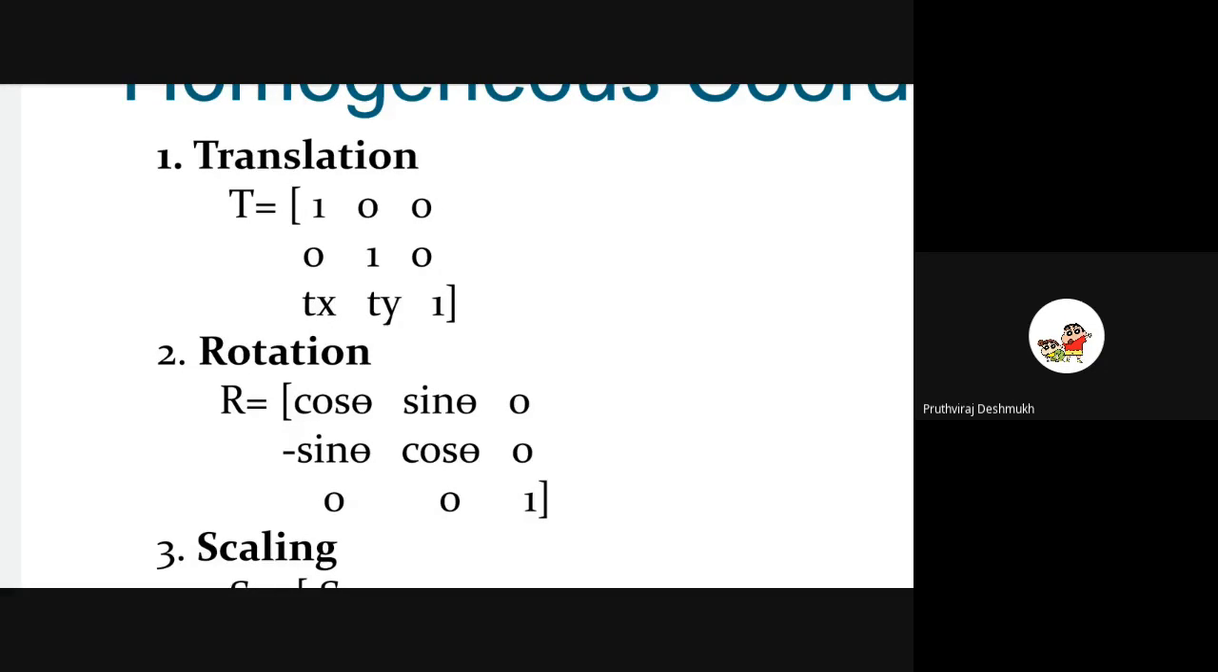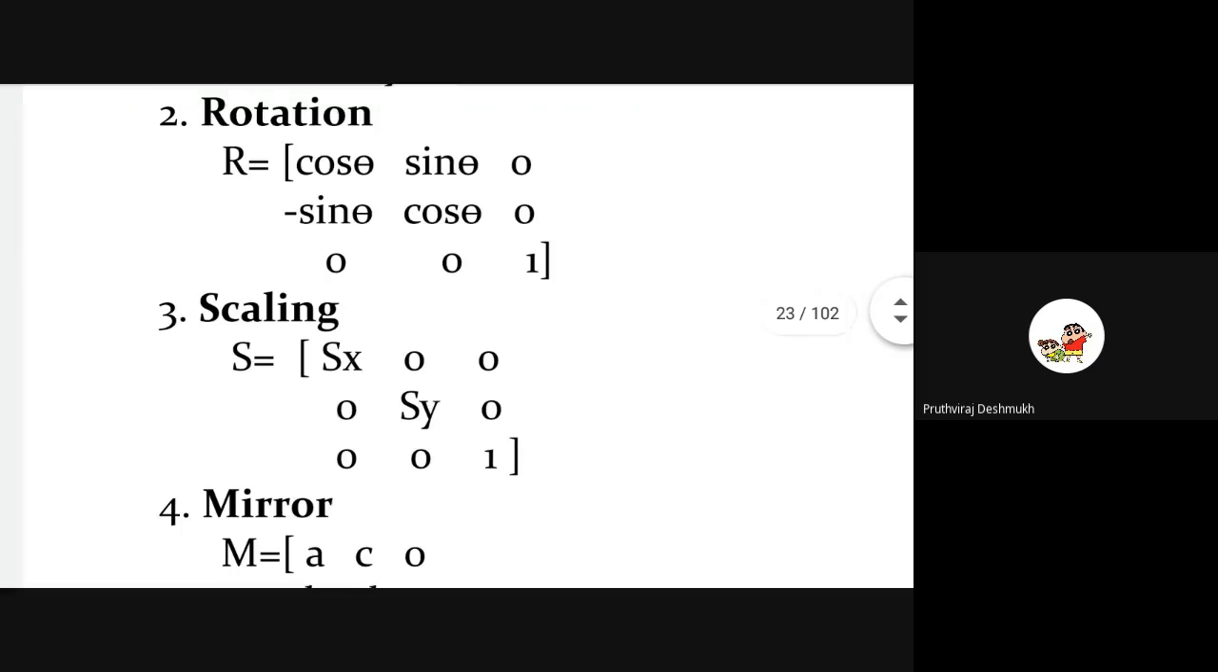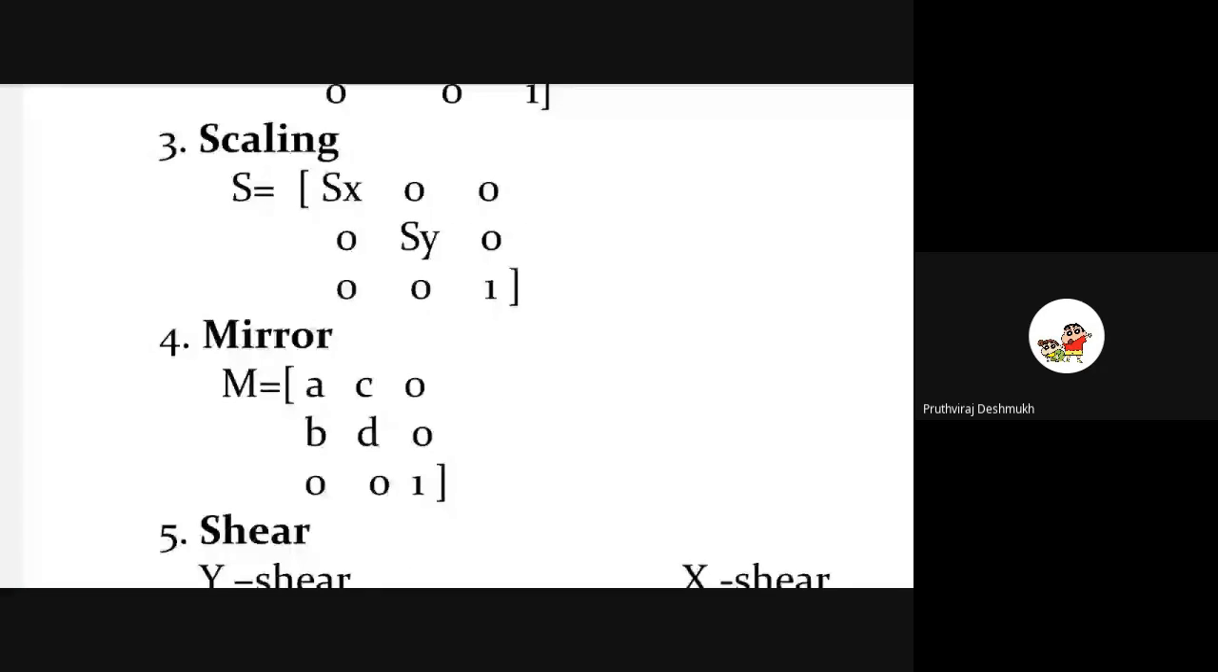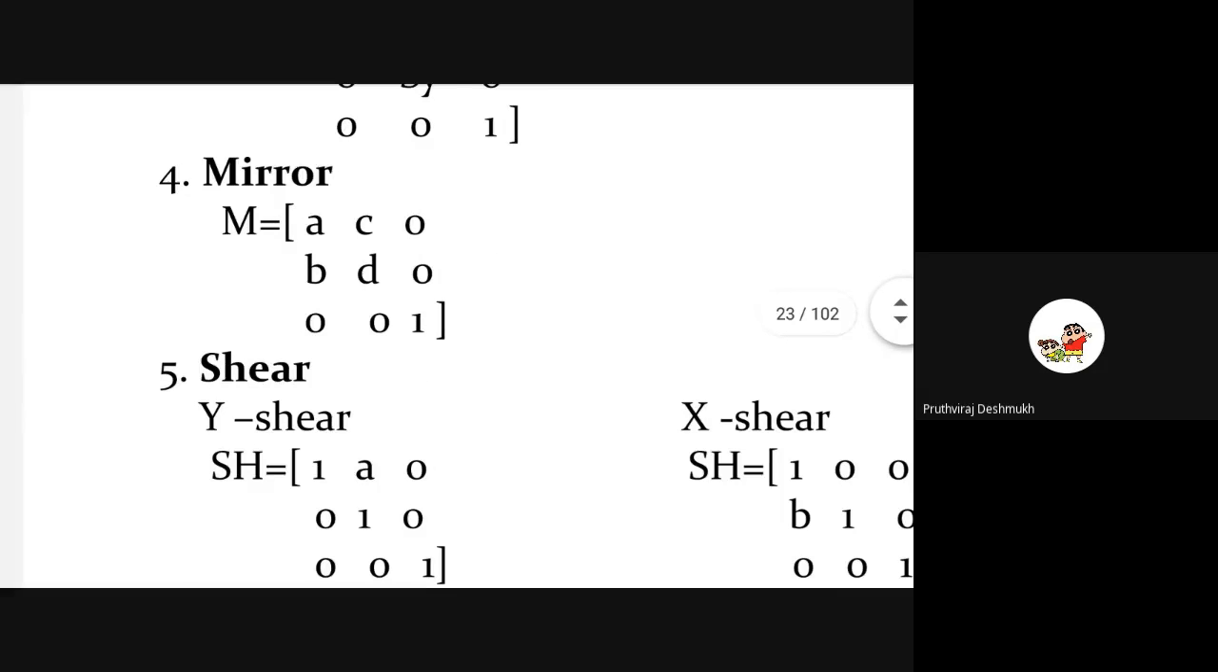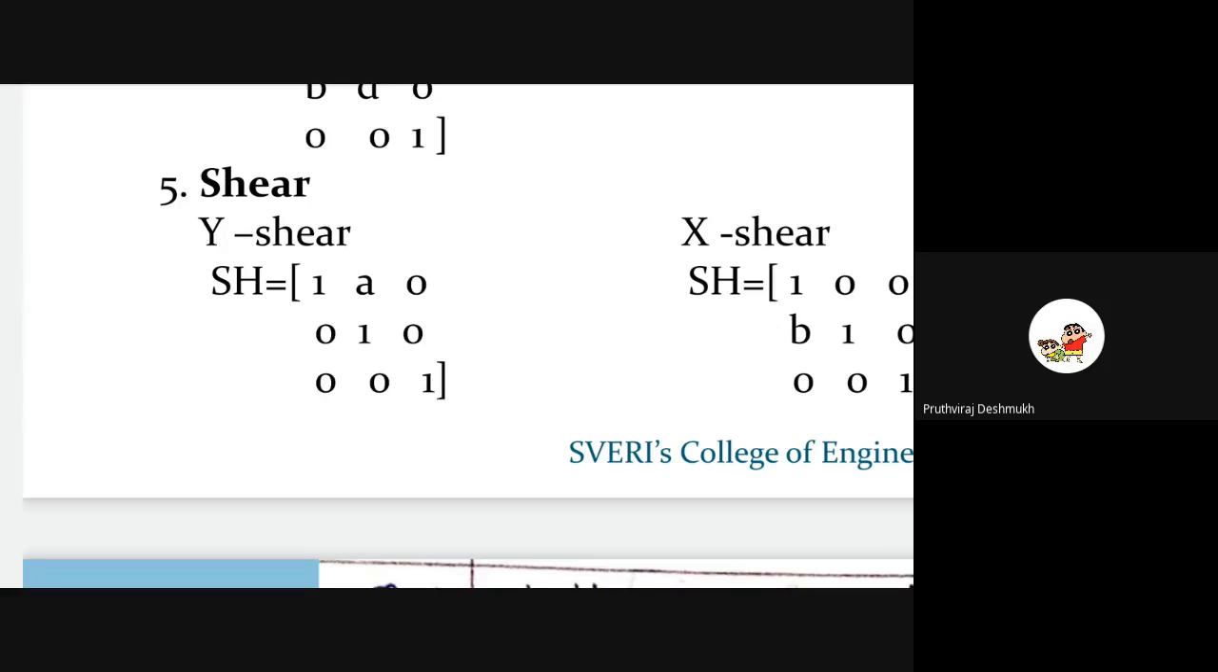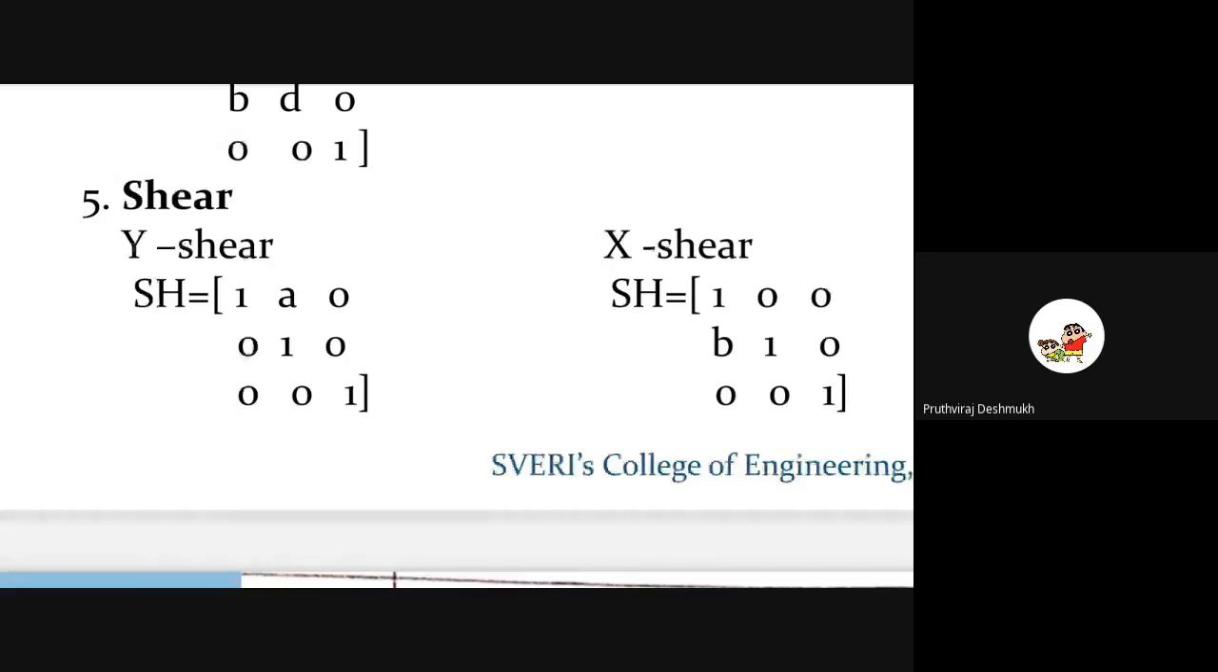We have studied all these things in the previous lecture. For scaling also the same formula, Sx distance and Sy distance. For mirror also, a, c, b, d are the distances, and the slope distance we will see directly in the problem. Now the fifth point is shear: in y direction an a value, in x direction a b value. So see the problem.